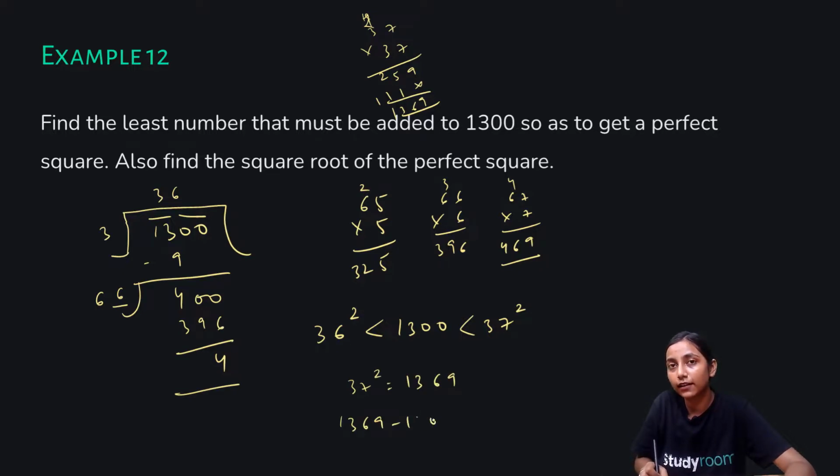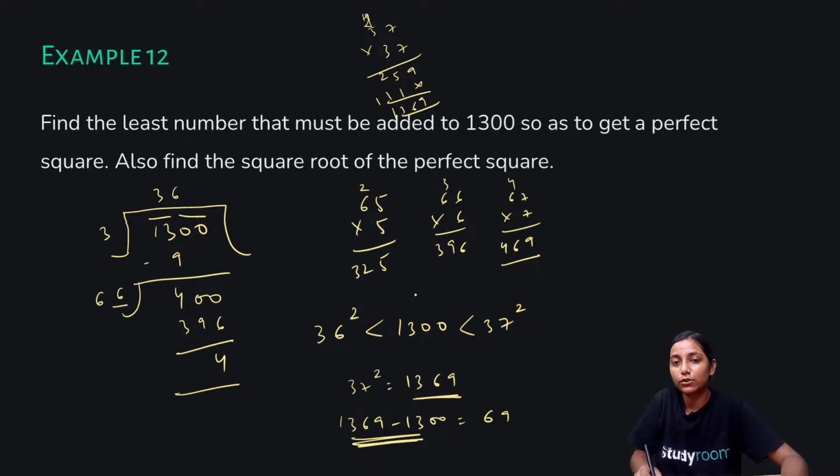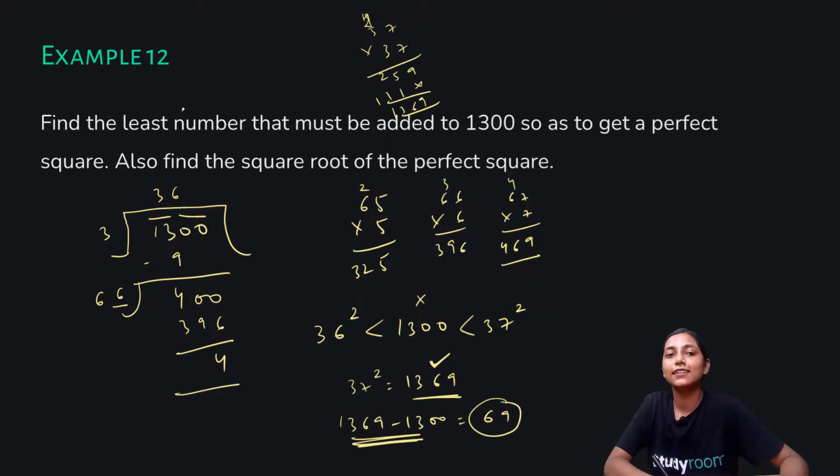1369 minus 1300 is 69. So what can we conclude from here? 1300 was not a perfect square, but 1369 is a perfect square because it is the square of 37. So what is that least number? Subtract 1300 from 1369. That number is 69. This is the least number that we need to add to 1300 in order to get a perfect square.